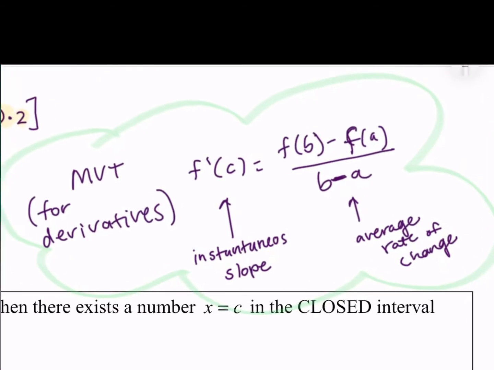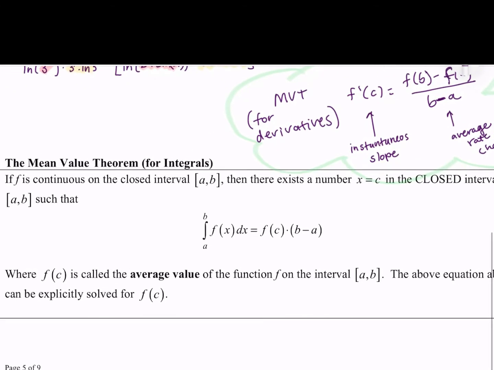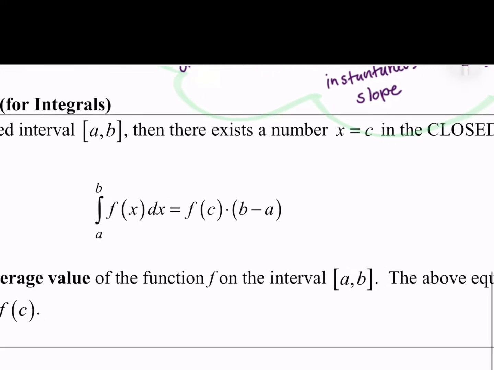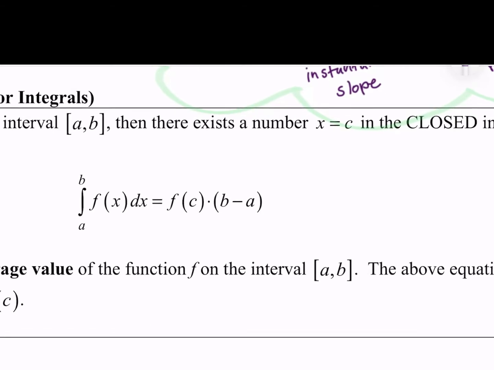All right, so here's the official definition. If f is continuous on the closed interval from a to b, then there exists a value c on the closed interval such that the integral from a to b of f of x is equal to f of c times b minus a.